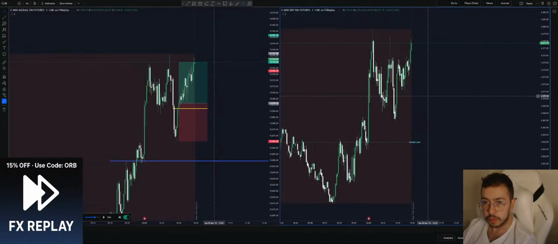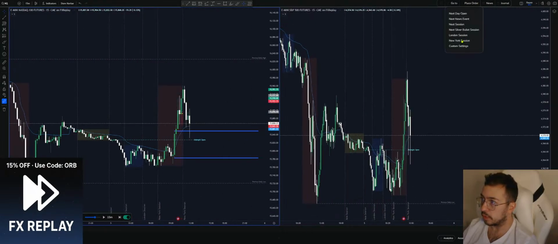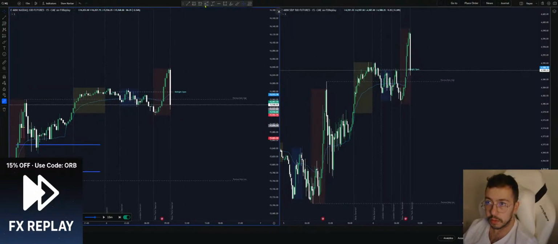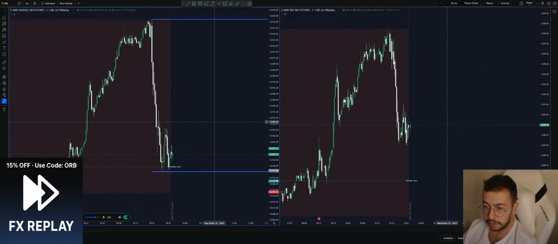1 TP, 1 stop loss. Reason why I'm doing 1-to-1 is because December tends to be very choppy. It's the end of the month, so I'll be trading the first 2 weeks. So that's it. Just get your 1-to-1 and then leave.